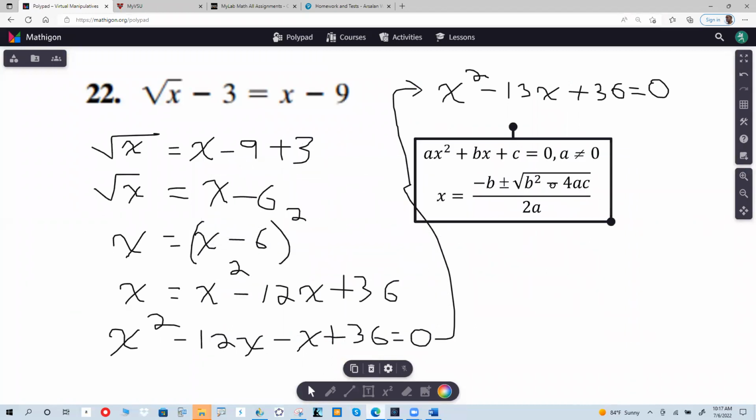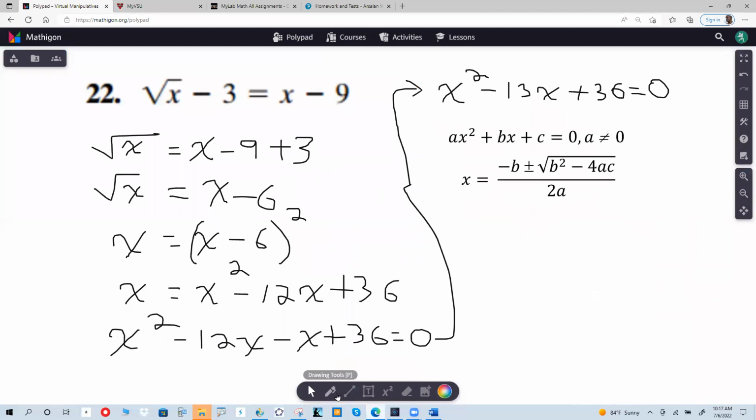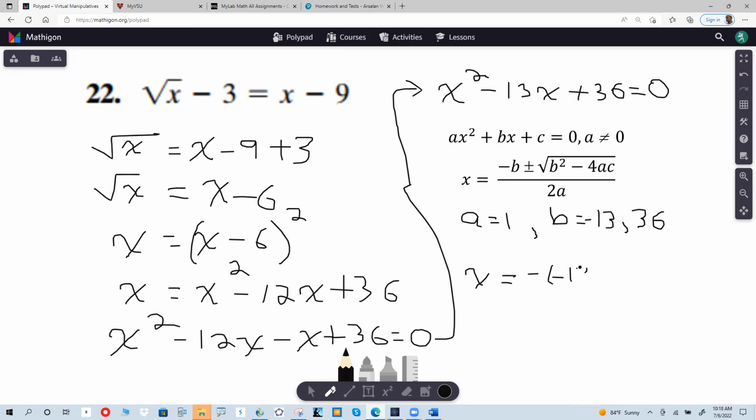Okay, so guys, right here, it's a good idea to write your A, B, C. A is 1, B is, and be careful about the sign, don't write 13, write negative 13, and C is 36. Okay. I am going to use the formula above. X is negative B, negative 13, negative 13. So if you ignore the negative sign built in, your answer will be incorrect.